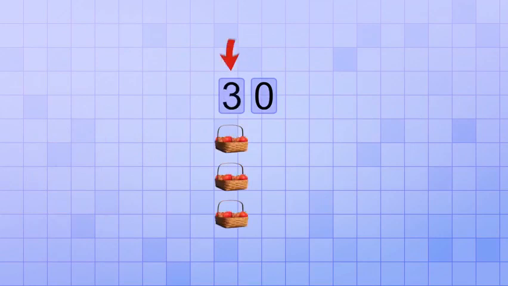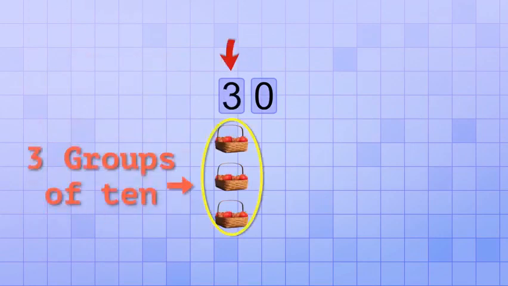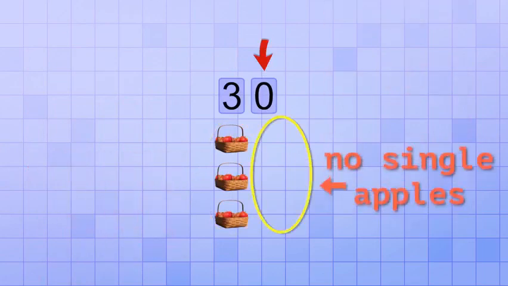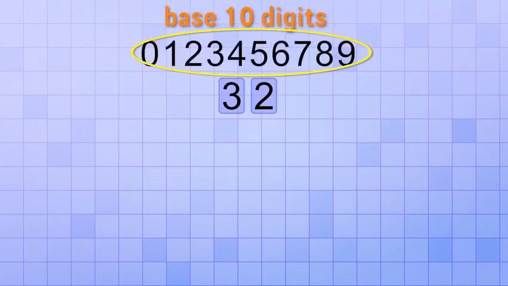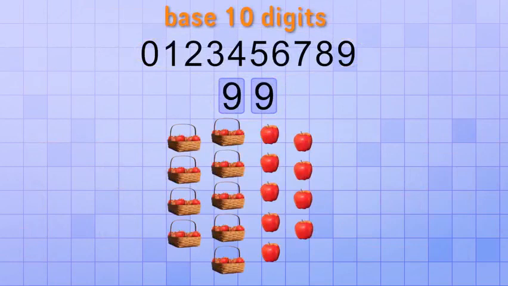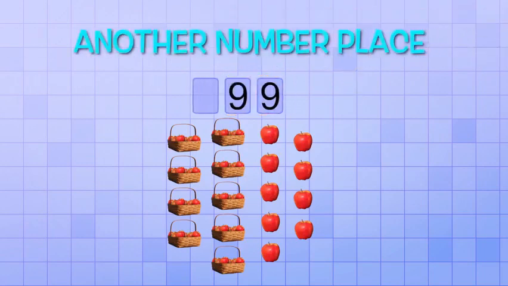For example, if we've already picked 30 apples, then there'll be a 3 in the tens place because we have 3 groups of 10. But there'll be a 0 in the ones place because there are no individual apples left over. But if we've picked 32 apples, then there will be a 3 in the tens place and a 2 in the ones place to represent the 2 individual apples that are not in the groups of 10. In fact, using only our 10 digits and these 2 number places, we can count all the way from 0 up to 99. At 99, both of our number places are maxed out with the highest digits, and we won't be able to count any higher unless we get another number place.